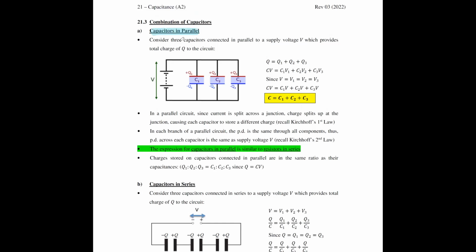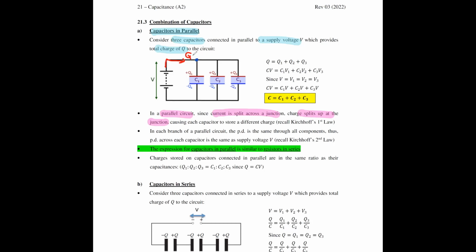Now consider 3 capacitors that are connected in parallel to a supply voltage V, which provides a total charge Q to your circuit. Because this is a parallel circuit, you know that current tends to split across a junction. This also means that any charge that you push across the circuit will tend to split at the junction too. So imagine right now, this supply voltage is trying to push a charge of Q, but then it encounters this junction here.